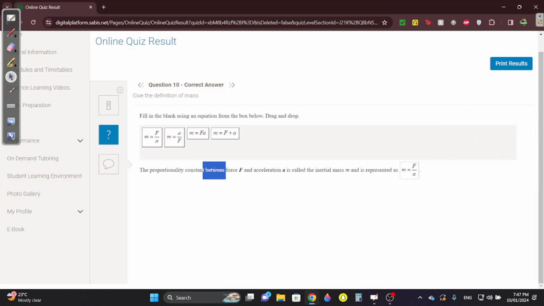The proportionality constant between F and A. This is just a formula. They just want mass, so solve for mass. The original form is F equals MA. Take A to the other side, so M equals F over A.